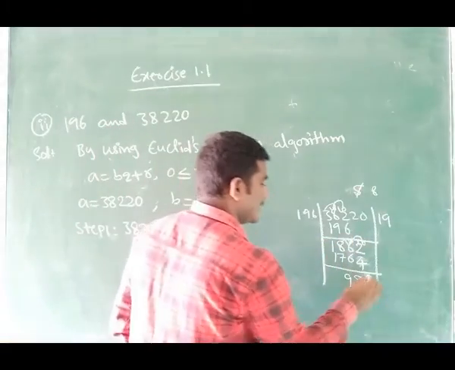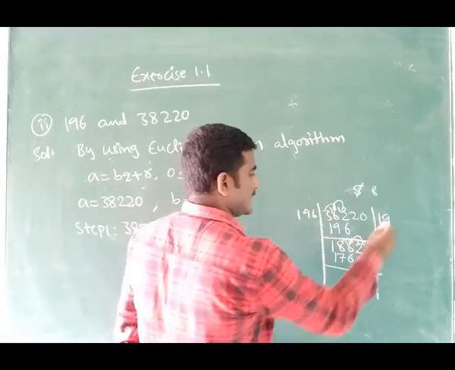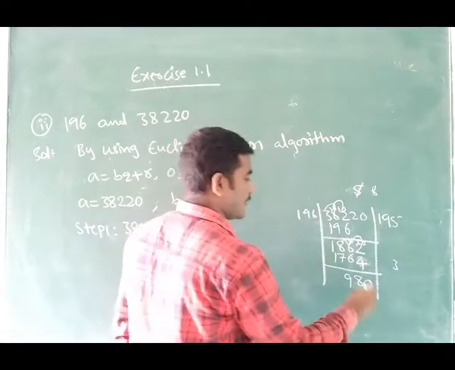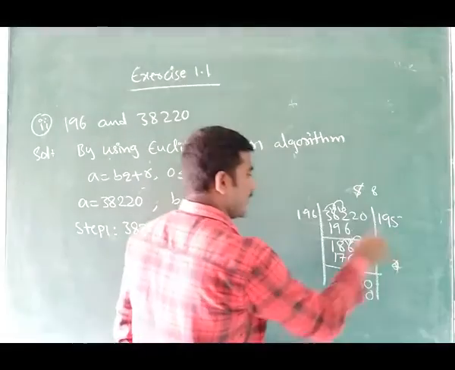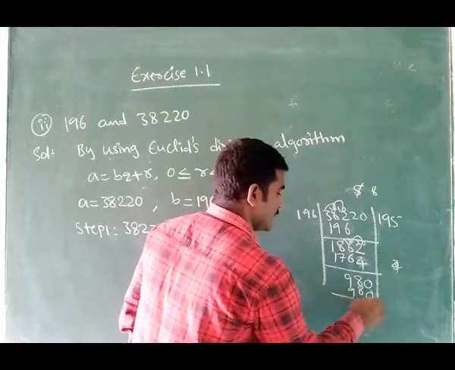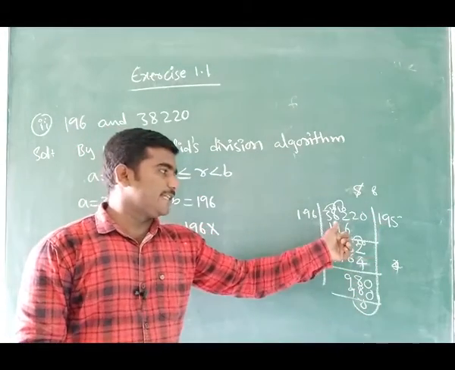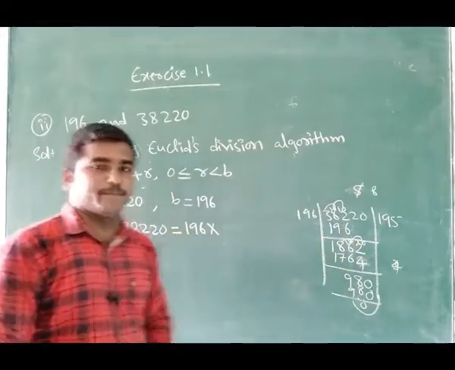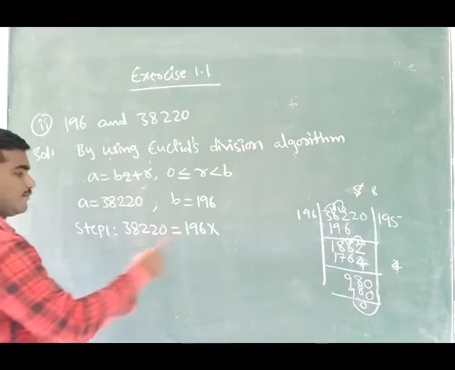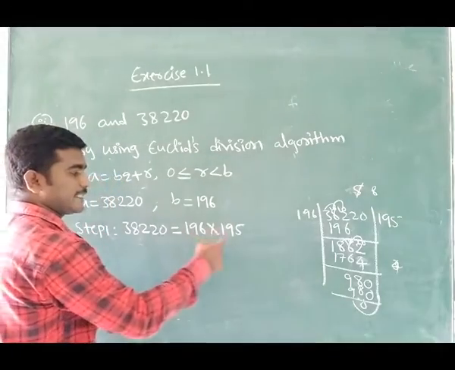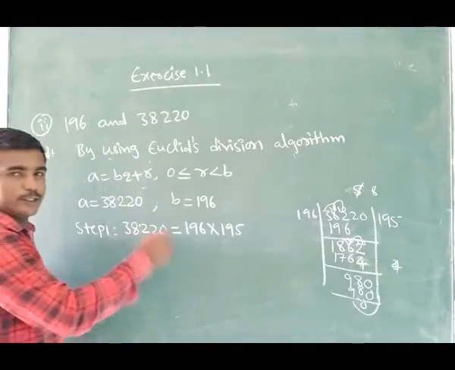Next there is a 0. So 196 into 5: 5 sixes are 30, 3 remaining. 5 nines are 45, 48, 4 remaining. And 5 ones are 5, 9. So 196 into 195 is giving 38,220. So in only one step, step 1, 196 into 195 is 38,220.